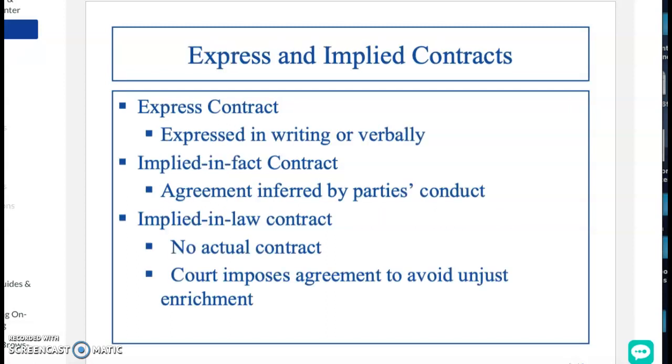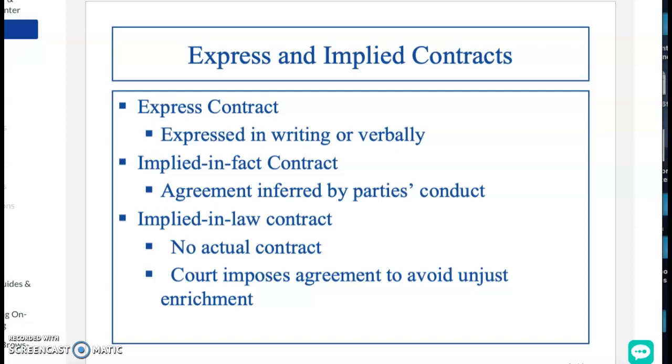An express contract just means it's expressly written or verbally confirmed by the parties. This is different than an implied in fact contract, which means it's inferred by their conduct. So they're following through, they're exchanging money. You can infer that they intended for the contract to go through.